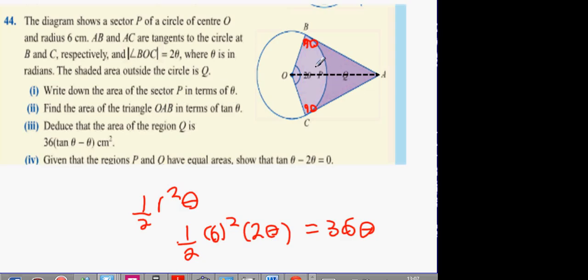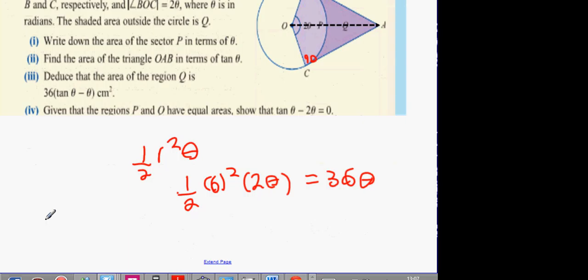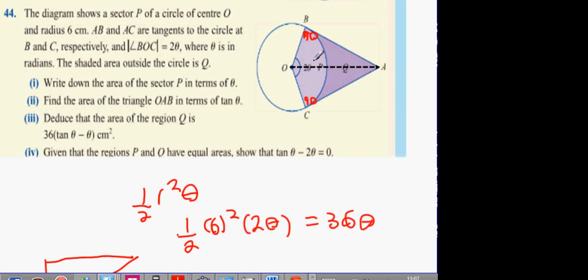Okay, find the area of the triangle OAB. Now, OAB is the top triangle. It's going to be the same size as the bottom triangle. So to find the area of a triangle, you need to do a half base by height. Now guys, we know that this here is 6. And it says in terms of tan theta.